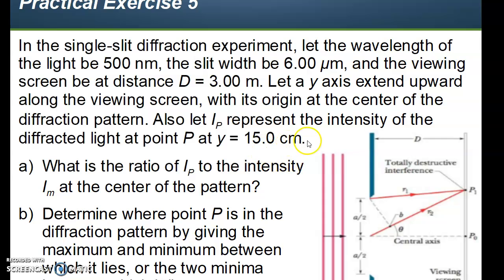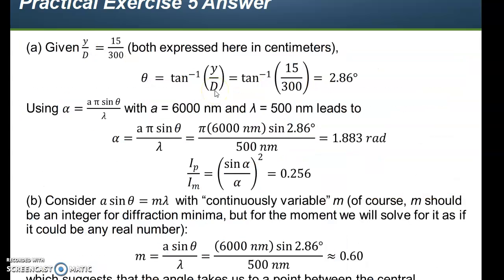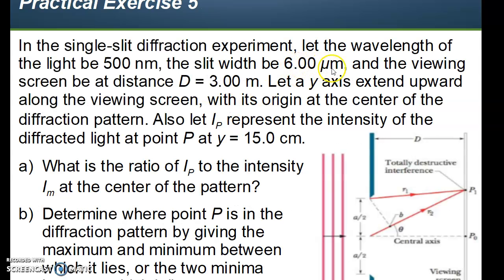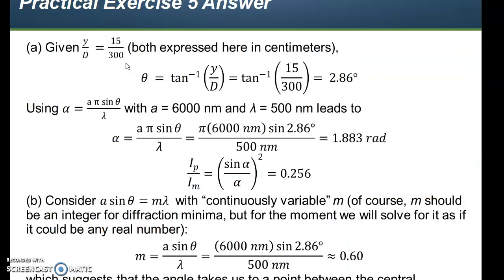Y equals 15 centimeters, and then you use d. So that means theta equals the inverse tangent of y over d, or 2.86 degrees. And alpha is pi a sine theta over lambda. A is 600 nanometers, right? That was the conversion that we had for the 6 microns. And this right here is already in nanometers. So it's 600 nanometers there, 500 nanometers there.